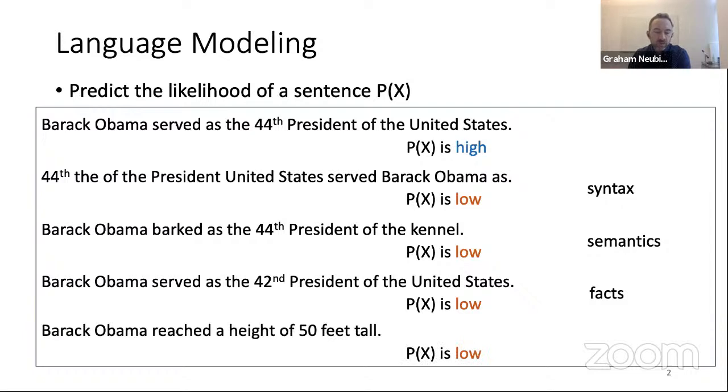And they can also handle common sense knowledge. So this is wrong because normally people don't reach a height of 50 feet tall. Sorry, I should have localized this from feet into meters, 20 meters tall or something like that.